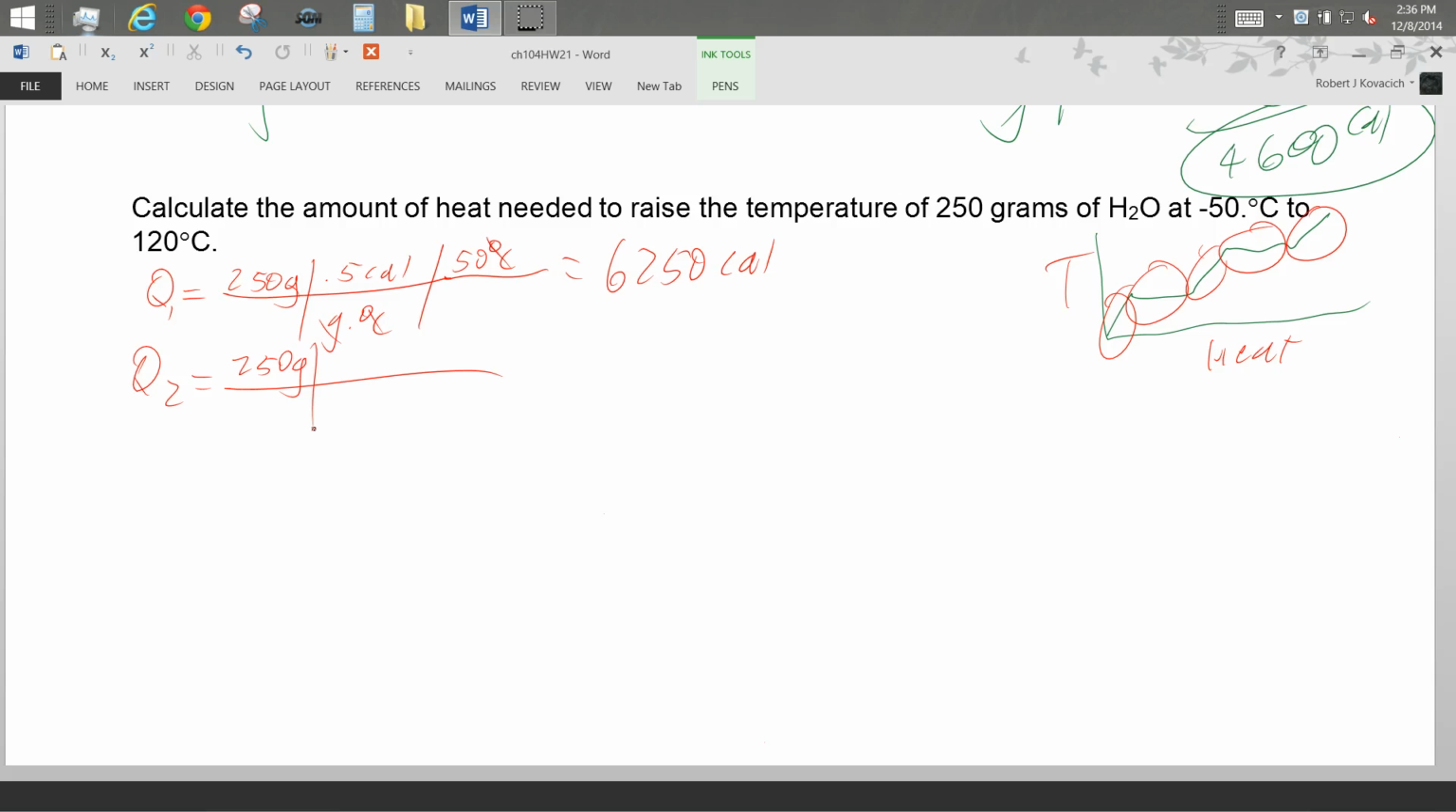So I've got a mass, and I'm going to melt this stuff. And to melt it, it's 80 calories per gram. So the grams cancel. So I have 20,000 calories to melt. So what would you say specifically this 20,000 calories is being used to do?